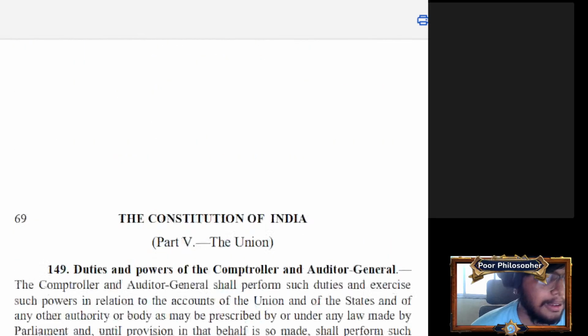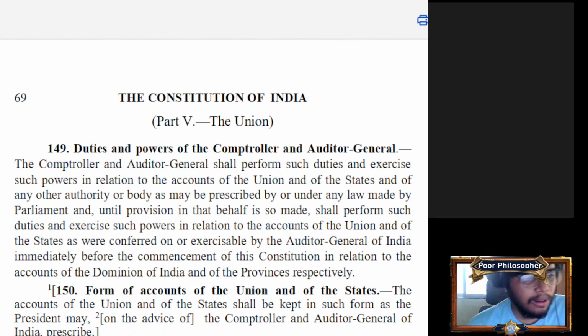Okay, so the Comptroller and Auditor General of India is like a bank manager who keeps the information of the accounts of the state and the Union.